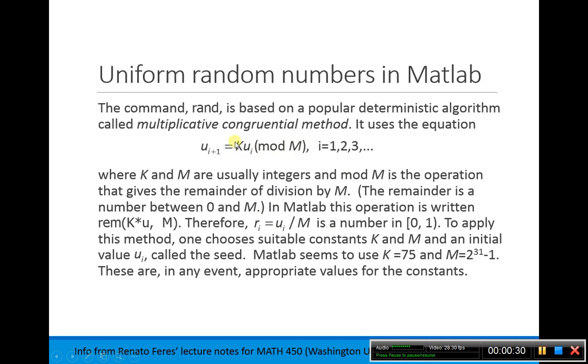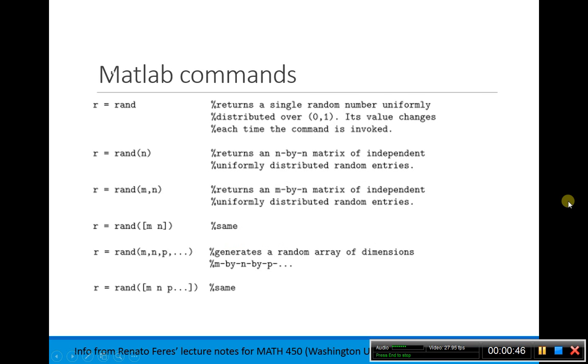So basically, MATLAB seems to use k equals 7^5, capital M equals 2^31 minus 1. And here u sub i is called an initial value, which is called the seed. For our purposes, we just need to use this algorithm. We need to use the command that MATLAB gives. So there's a couple of different ways to use this.